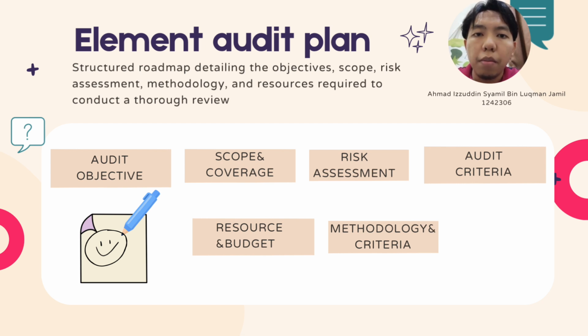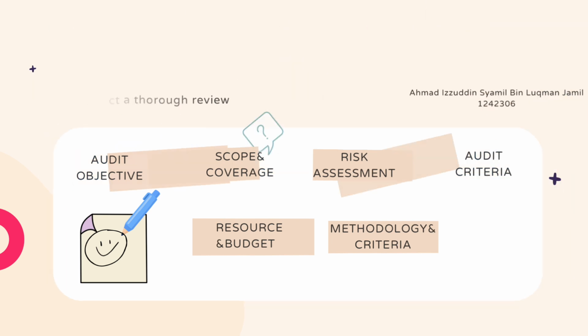Then we go to the methodology and procedures, which outline the techniques for data collection, such as document reviews, interviews, and control testing. And lastly, we go to the resource and budget allocation, which details the personnel like auditors and subject matter experts, and the budget and time required to complete the fieldwork and reporting.